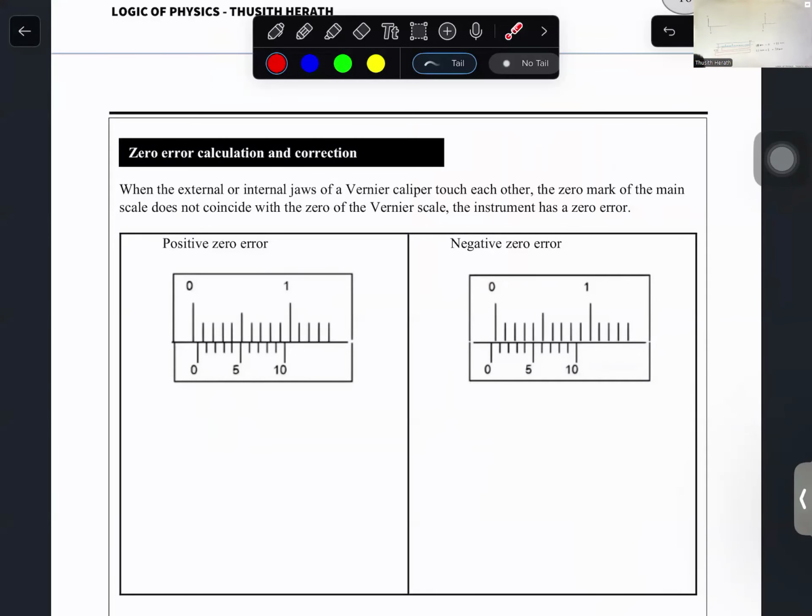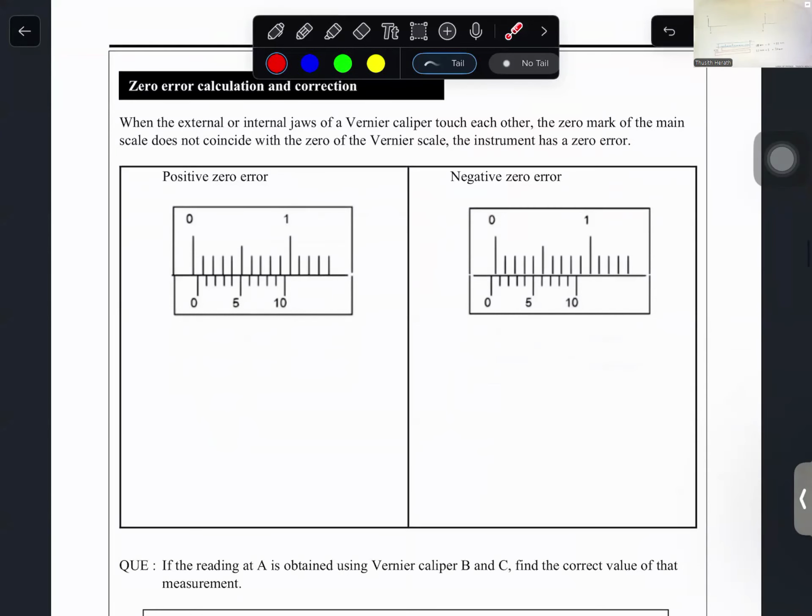Right. Here, the expression is there. When the external or internal jaws of a vernier caliper touch each other, the zero mark of the main scale does not coincide with the zero mark of the vernier scale, then the instrument has a zero error, right? You can't say it the other way, right?